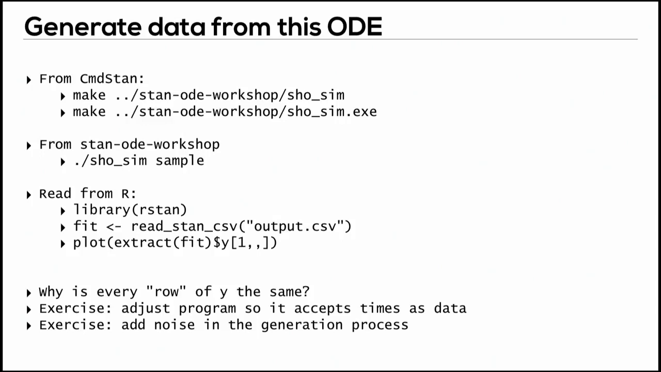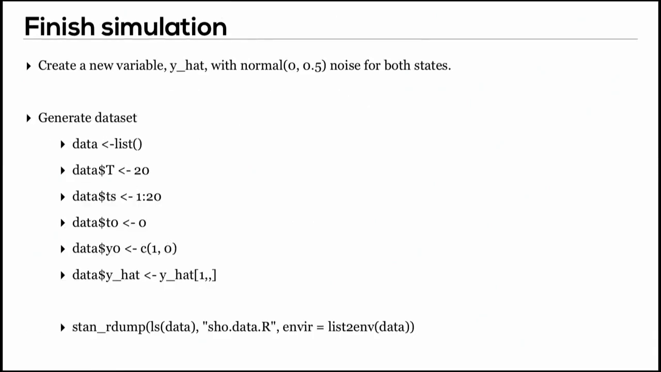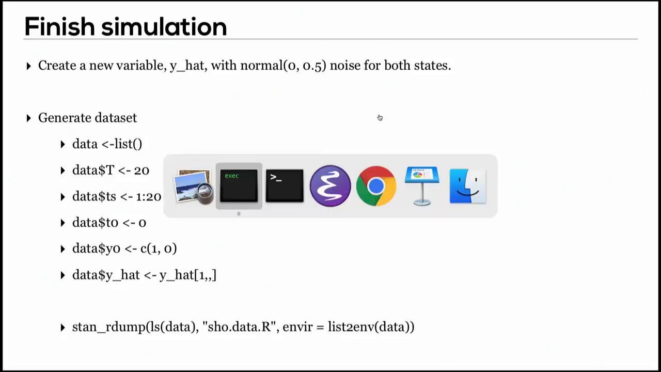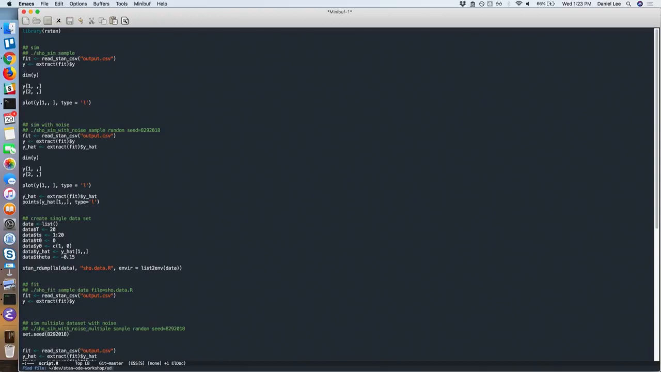Is anybody stuck? Need help? Questions? Should I try to add normal RNG inside the simulation function? Yes. What kind of arguments does it take? It takes two arguments, the mean and the standard deviation. The weird thing about that is it's not vectorized, so you have to loop over all of them instead of just lumping it all in there. But yeah, that's the right thing.